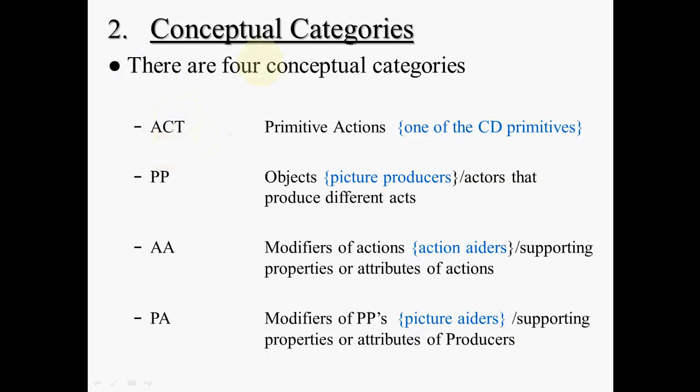Then there is a set of conceptual categories. There are basically four categories. ACT for the primitive actions, PP, picture producer. These are the objects who are involved in the sentences. They are the actors who will produce different acts. PAs are the modifiers of PP. These are picture aiders, or supporting properties or attributes of these actors or producers. And AA, these are action aiders or modifiers of action. They are the supporting properties or attributes of the action themselves.